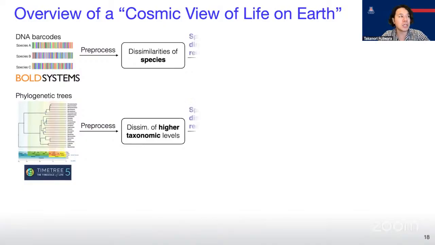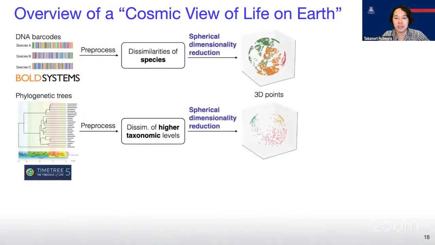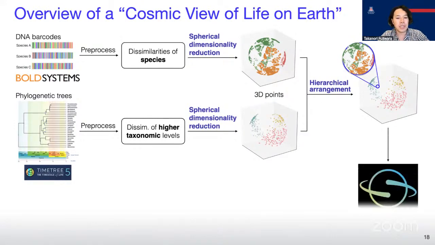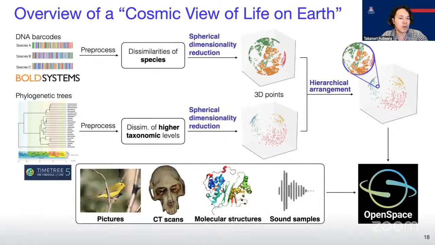After that, we apply a spherical dimensional reduction method, which we newly developed for this project. Then we arrange these multiple 3D spherical points in a hierarchical manner, where we place a sphere into a sphere to embed a hierarchical organization. Then we render these 3D points using an astronomical software, OpenSpace. Because of the high flexibility of OpenSpace, we can even input various useful information for biological comparisons, such as pictures, CT scans, 3D models, even sounds.